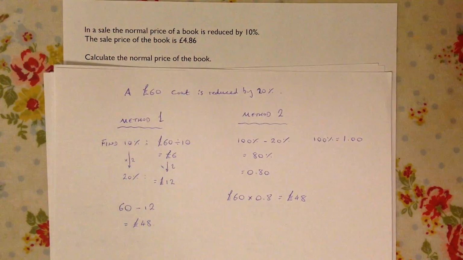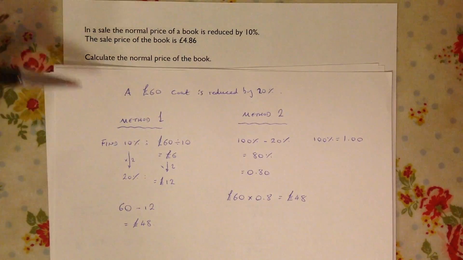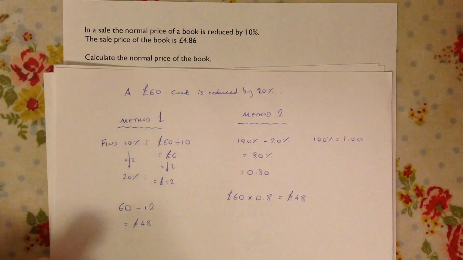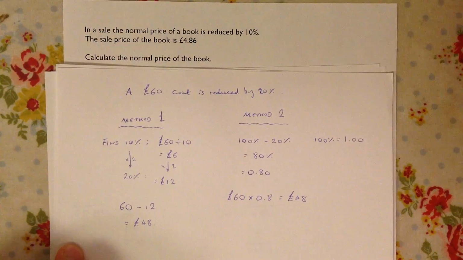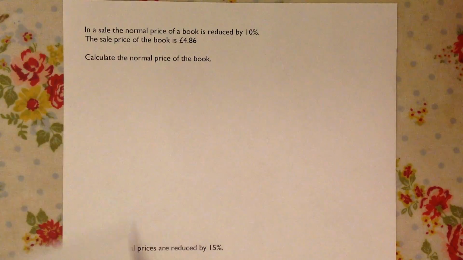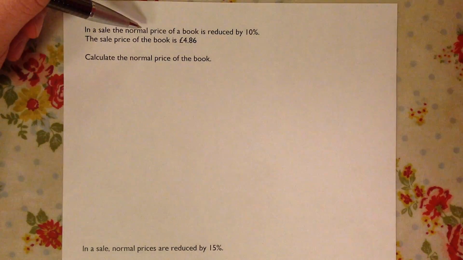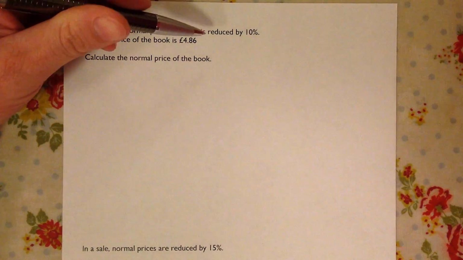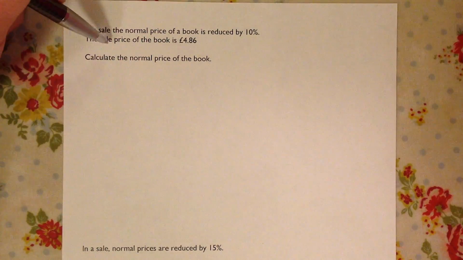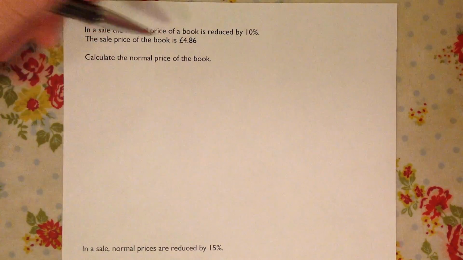So we've got two methods there for basic percentages when we're moving forward from the original amount into the new price. Those methods are important to understand because they're going to help us now tackle these reverse percentage questions which I have here for you. So the question says, in a sale, the normal price of a book is reduced by 10%. The sale price is £4.86.